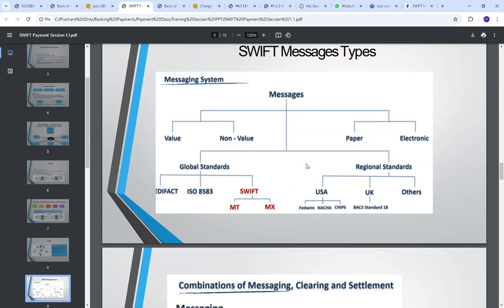Earlier to MX, there were so many messages in use. For example, ISO 8583, which is for debit card payment transactions, is a widely used global standard. And in the USA they have Fedwire, NACHA, CHIPS, their own messaging systems. But now everything is going to be replaced by MX, ISO 20022, so that we have the same communication method for messages.